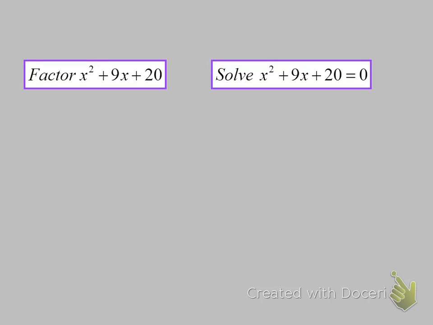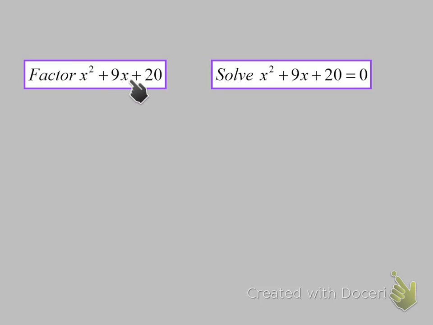Okay, so two problems, two separate problems. One says factor x squared plus 9x plus 20. The other one says solve x squared plus 9x plus 20 equals 0. There's a difference between these two. There's a big difference between these two. This one says factor, this one says solve. Well, duh, Mormon, but here's the difference, okay?